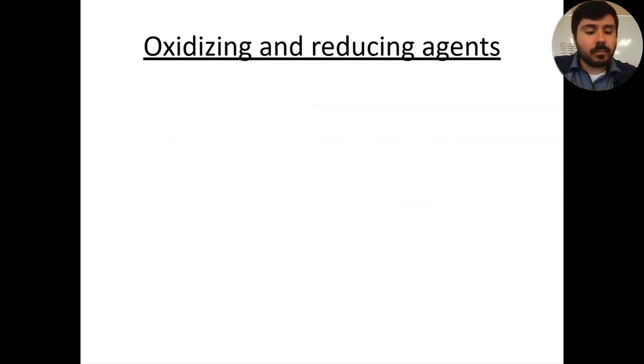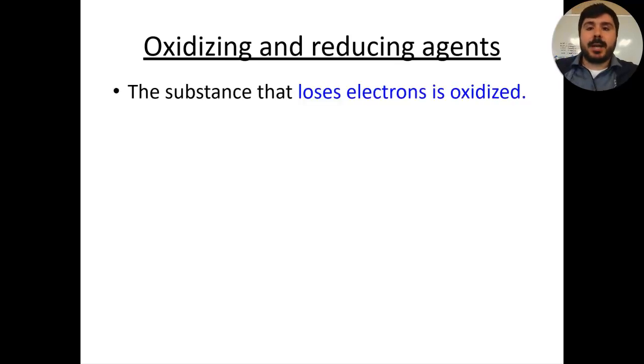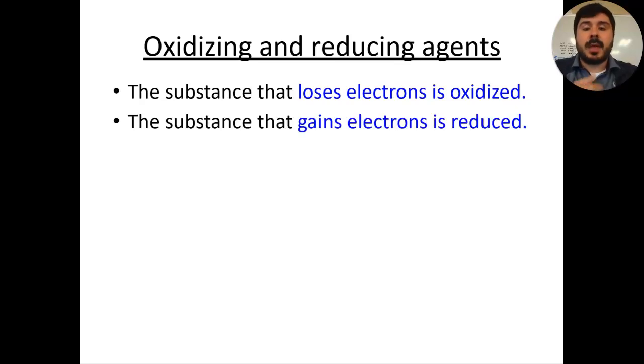Okay. Now, one of the last things we're talking about today is known as an oxidizing and reducing agent. The substance that loses electrons is oxidized, right? Oxidation is loss of electrons. That means the opposite of that is reduction, which means the substance that gains electrons is reduced, right? Thinking about OIL RIG, OIL, oxidation is loss, RIG, reduction is gain of electrons, right? Nothing different here, nothing new here.